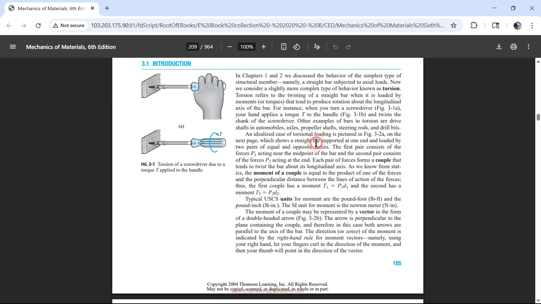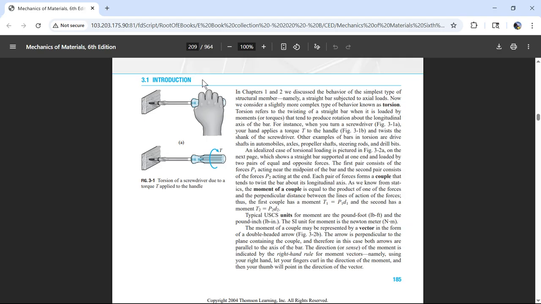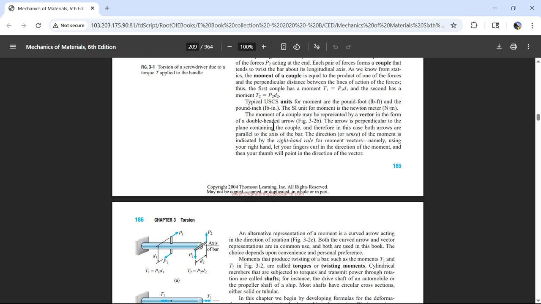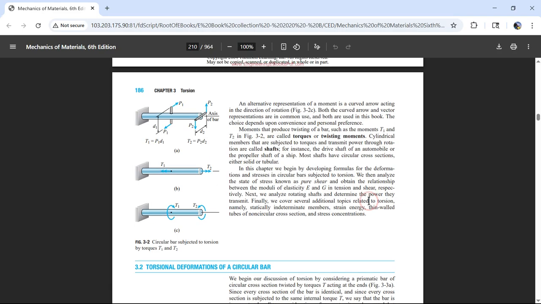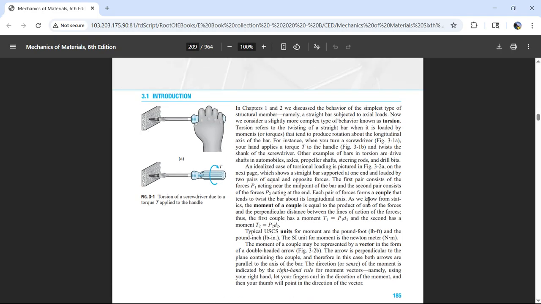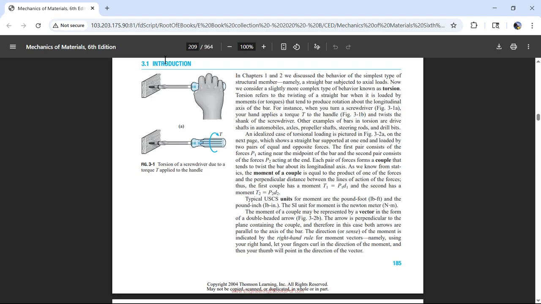Maybe this is just an intro to torsion, but even just reading the introduction, because sometimes these chapters, the whole introduction, well, just going down to here, spells out everything that we'll be doing. So it is an important chapter to slow down on. So we've identified that we have the pairs of forces.